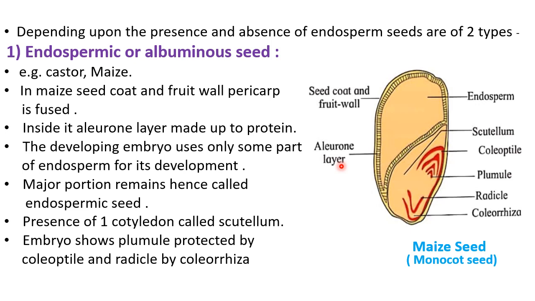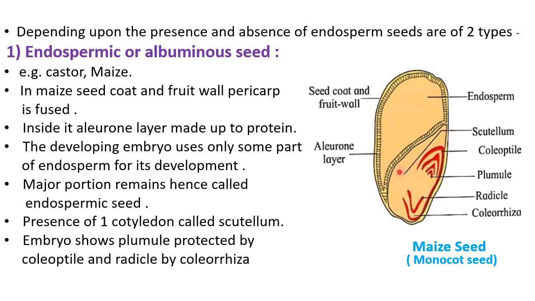The developing embryo uses only some part of the endosperm for its development, and a major portion of the endosperm remains inside the mature seed. Hence the seed is called endospermic seed. The seed shows presence of a single cotyledon. It is called scutellum.